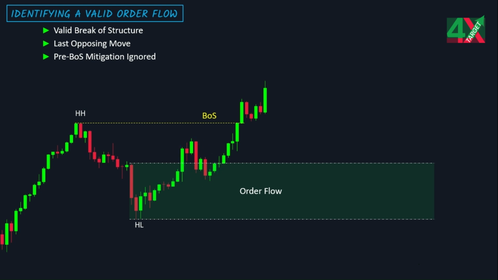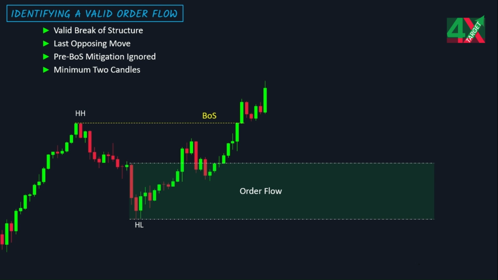A valid order flow typically contains at least two candles. A single candle is classified as an order block, which is a more refined entry zone. Order flow, on the other hand, represents a broader institutional activity area.